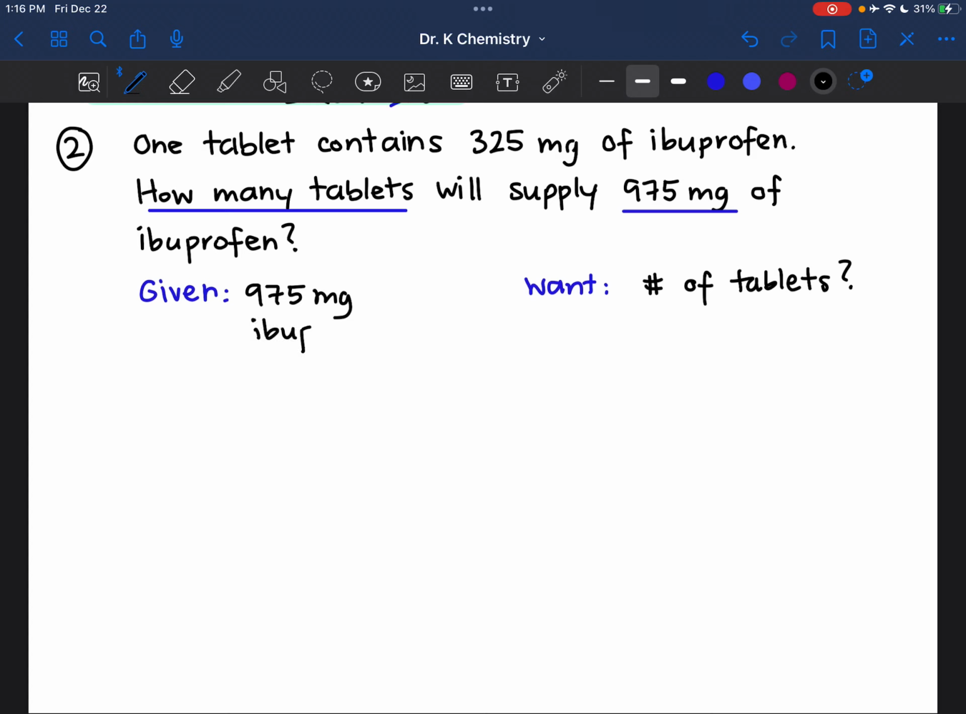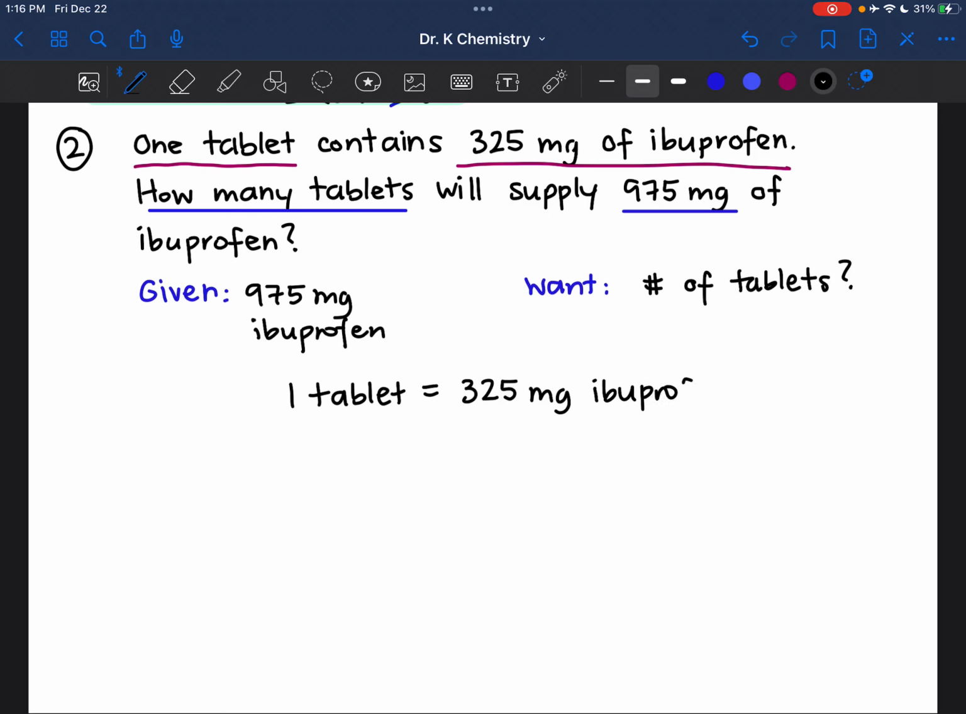So really what we want is the number of tablets, which means we need some way of converting between milligrams of ibuprofen and the number of tablets. And that is going to be a conversion factor that's also hidden here in the problem. It's telling us that one tablet contains 325 milligrams of this medication. So really that's an equality. It's saying one tablet is equal to 325 milligrams of ibuprofen. And anytime you have an equality, you can turn that into two conversion factors.